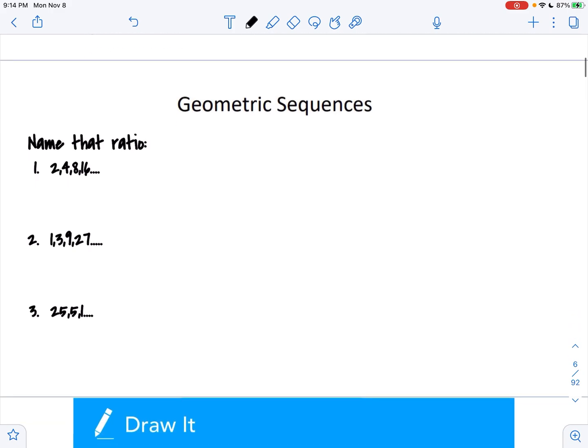So here we go. Let's find the ratio. 2, 4, 8, 16. That's the one we just did. In order to find the common ratio, which we call R, R is the common ratio. That's the notation we use, R equals common ratio. So let's figure out what R is. Say you had 2, 4, 8, 16. Well, you take 4 divided by 2, you get 2. That's the second term divided by the first term.